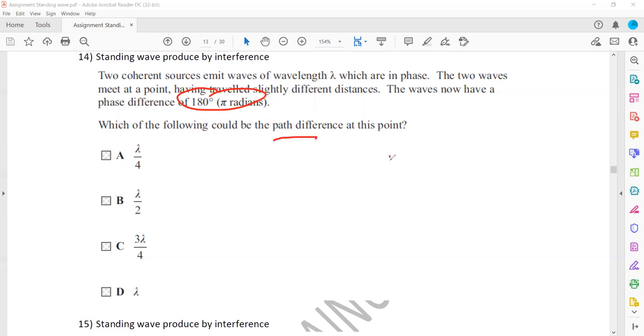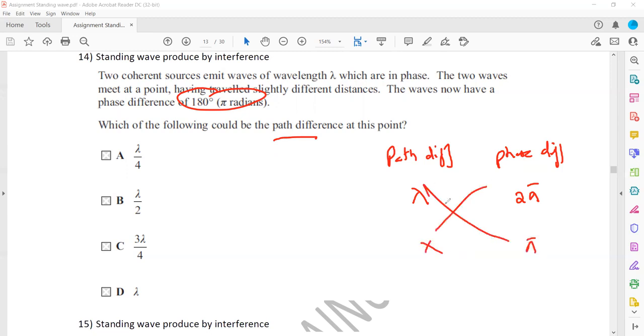So what is the relation between the path difference and the phase difference? When the path difference is 1 wavelength, the phase difference will be 2 pi. So if the phase difference is pi, then the path difference will be x, cross multiply. So it will be lambda by 2. That's why B will be the right answer for question number 14.